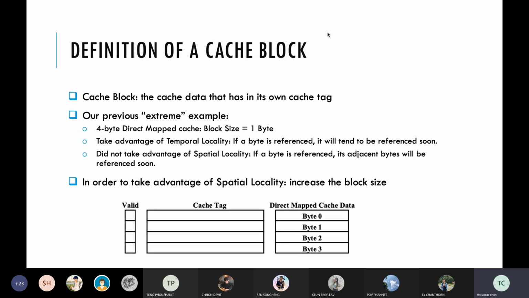So when you see the memory is organized as word addressable, it means that each word in main memory has one address. But if they say it is byte addressable, it means that one byte has one address. Anyway, the block is the combination of words or bytes. Here, for the example, we have a 4 byte direct map cache and a block size equal to 1 byte.